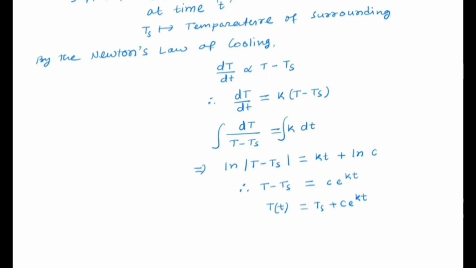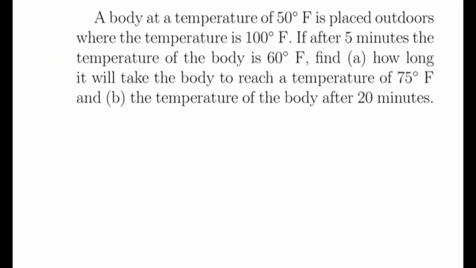Now, try to understand this kind of problems by an example. Okay, so the problem is a body at temperature of 50 Fahrenheit is placed outdoors where the temperature is 100 Fahrenheit. If after 5 minutes the temperature of the body is 60 Fahrenheit, then we have to find how long it will take the body to reach temperature of 75 degree Fahrenheit. And the second problem is the temperature of the body after 20 minutes.